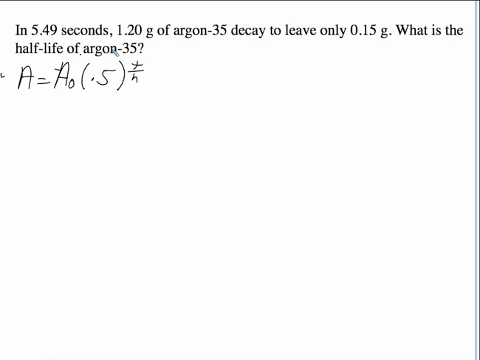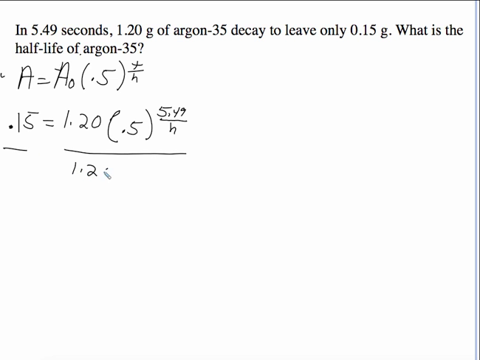Alright, then we're going to plug in the numbers. We're going to start with 1.2, but it's going to decay to leave 0.15. Remember that the amount remaining is always A, so 0.15, and then we started with 1.20. That's going to be multiplied times 0.5, and then the t is 5.49 seconds. We don't know the half-life, which is h, so we'll write h. Okay, let's simplify. Let's divide both sides by 1.2.